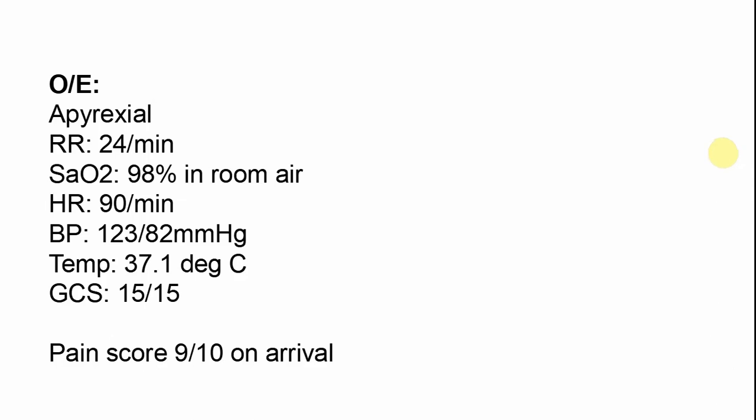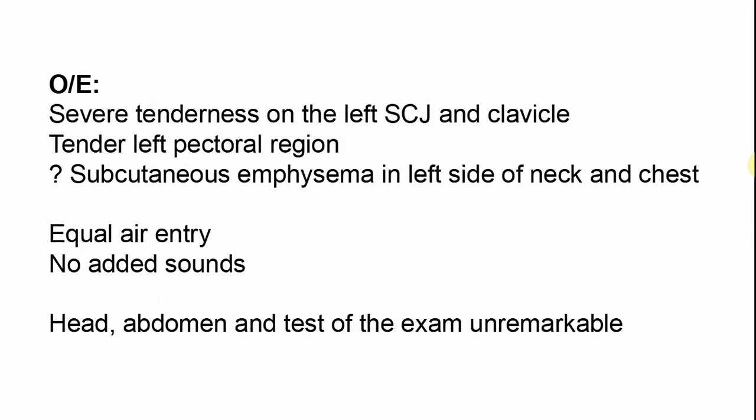I thoroughly examined her. There was no focal neurological deficit. The vascularity was intact on both sides. Her main complaint was severe pain on the left side of the neck, left neck, and left collarbone or the clavicle. She was not moving her left shoulder that much because any type of movement in the shoulder was causing severe pain at the level of the sternoclavicular joint.